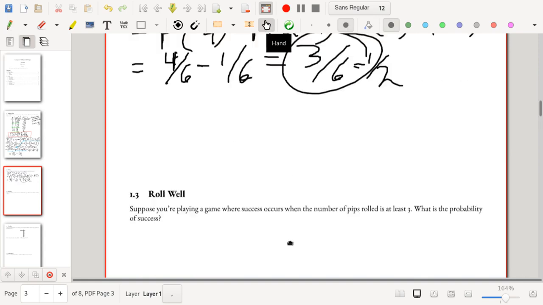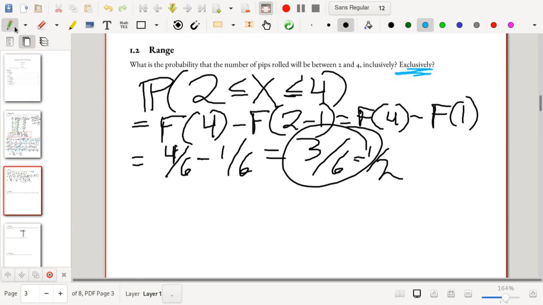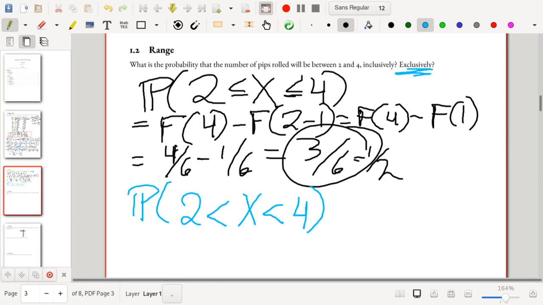Oh, wait, hold on. Before we move on to the next one, I also asked you to consider the case exclusively, so you're not including the endpoints. Alright, so that would be the probability that 2 is strictly less than X, which is strictly less than 4, which for discrete random variables matters. It matters whether you're less than or less than or equal to, that matters a great deal. That will change your numbers.